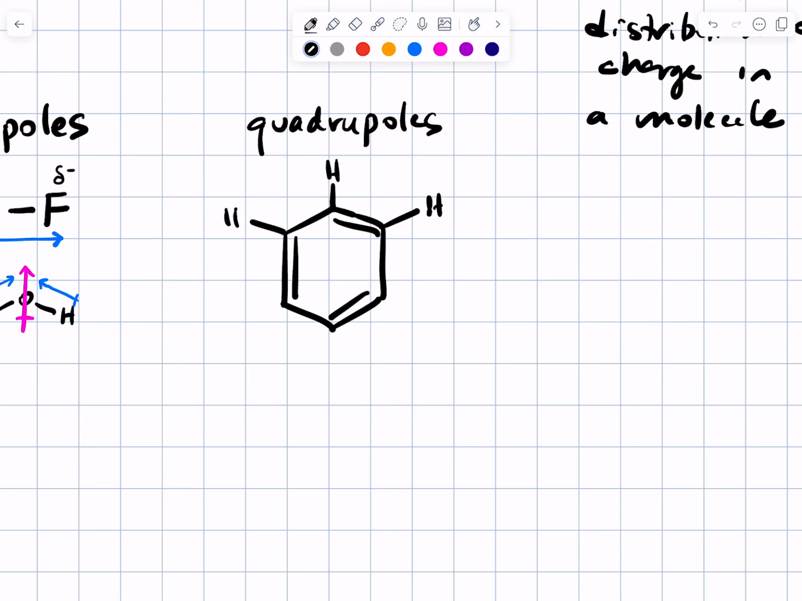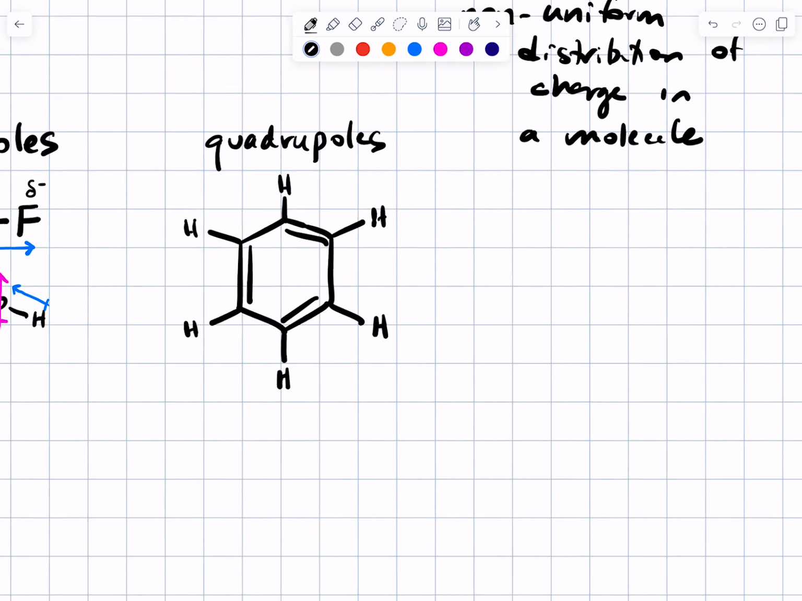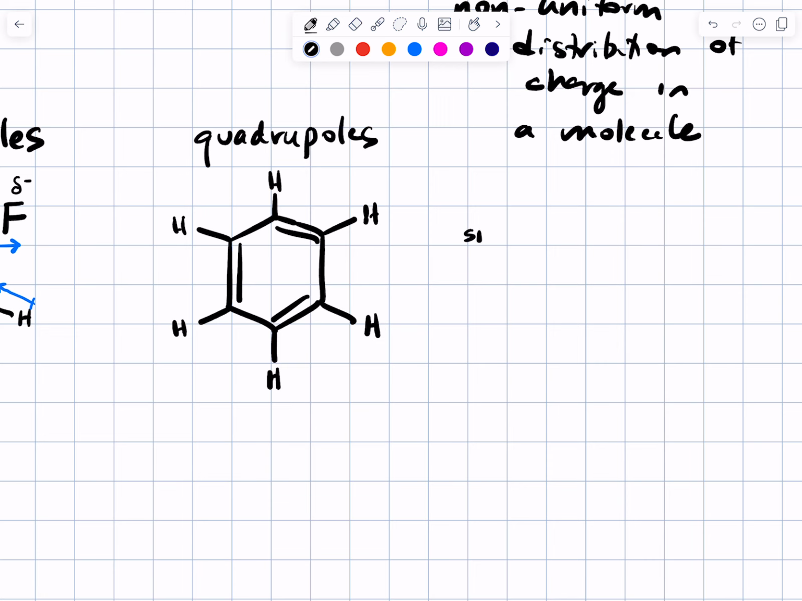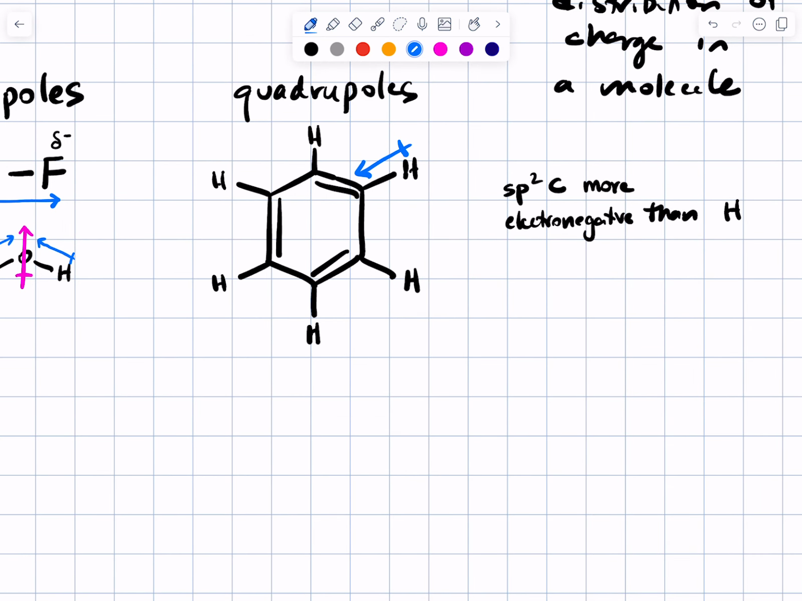Each carbon in benzene is sp2 hybridized, and each of those sp2 hybridized carbons is bonded to a hydrogen. I will tell you as a matter of fact that an sp2 hybridized carbon is more electronegative than a hydrogen. So you have a lot of individual bond dipoles where the carbons are electron rich, or partial negatively charged, and the hydrogens are electron poor. Now, benzene is nonpolar. The reason it's nonpolar is because all of its individual bond dipoles cancel.